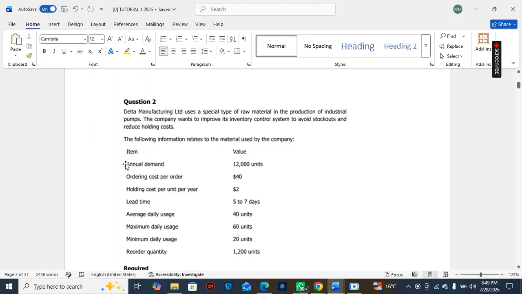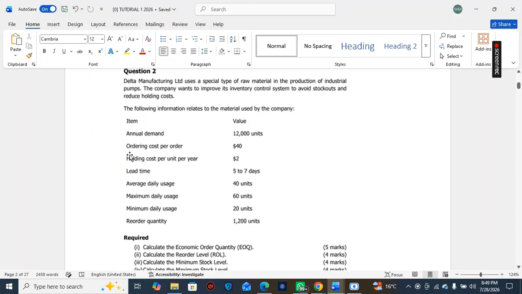So here we have annual demand 12,000 units. We've got the ordering cost per order $40. This is the cost they incur whenever they're making an order. Holding cost per unit per year $2. This is the cost of storing the inventory or holding the inventory. Lead time 5 to 7 days. This is how long they should wait whenever they place an order.